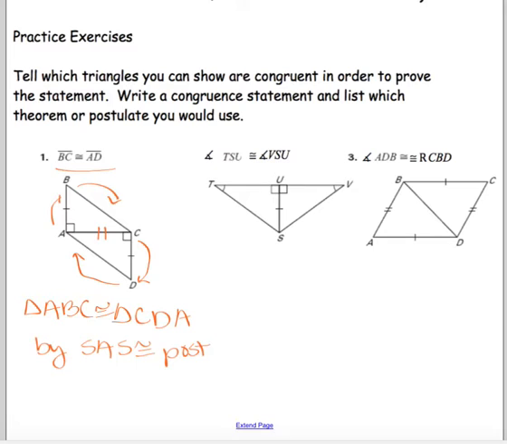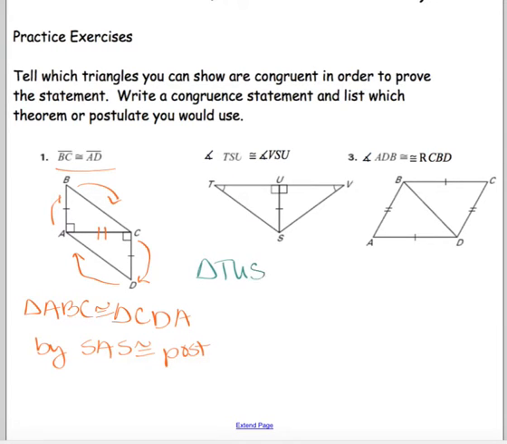The second one here, they already marked the shared side, and they have these angles marked. So we have two angles in each one marked, and then a side, and the side is not the included side. The included side would be like side TU. So the reason is going to be angle, angle, side, congruence theorem, but we do need to name our triangles again. So I'm going to say TUS.